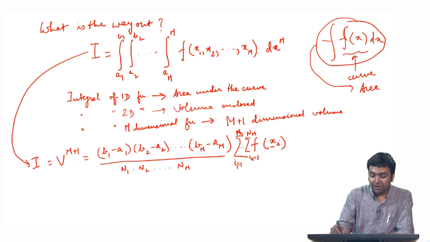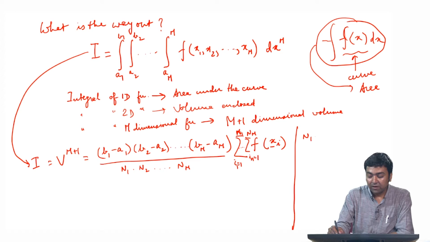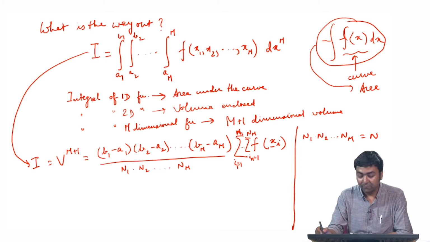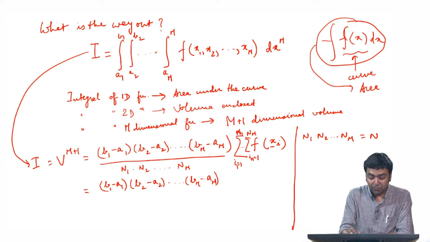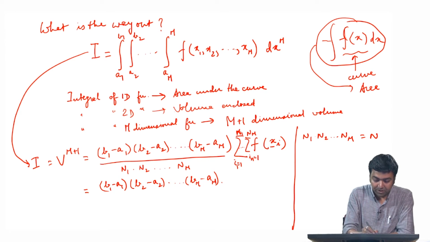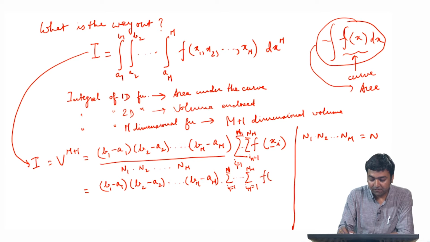Now, if I write the product of n 1, n 2 up to n m as capital N without any suffix, I can rewrite this equation as b 1 minus a 1 into b 2 minus a 2 all the way to b m minus a m, and the remaining part I can rewrite as a sum over i 1 equals 1 to n 1 all the way to i m equals 1 to n m of f of x i, divided by N.